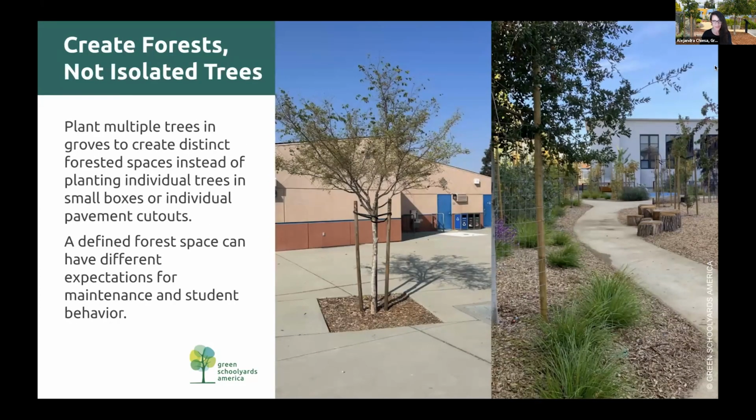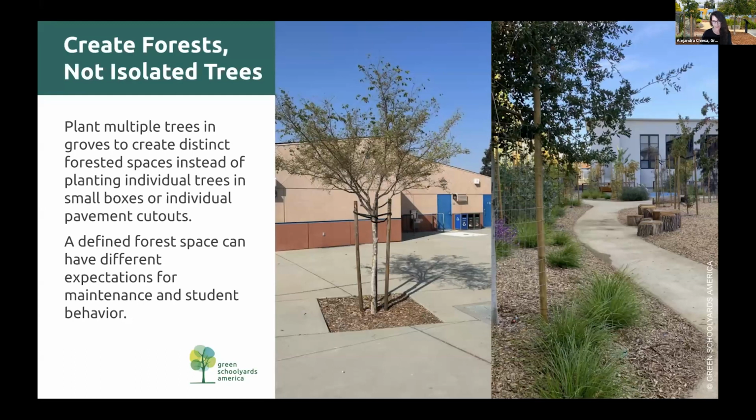Another principle is it's better to create forests rather than isolated trees. If you create a forest, a forest space has different maintenance expectations than other schoolyard spaces. For example, leaves and tree droppings are more likely to be accepted as part of the forest floor, where they can naturally decompose, as opposed to when leaves and droppings fall on pavement. Also, expectations around student behavior can be different in a forest space.